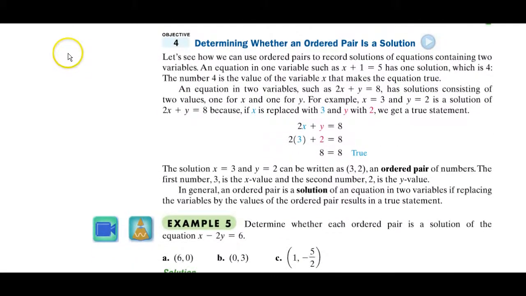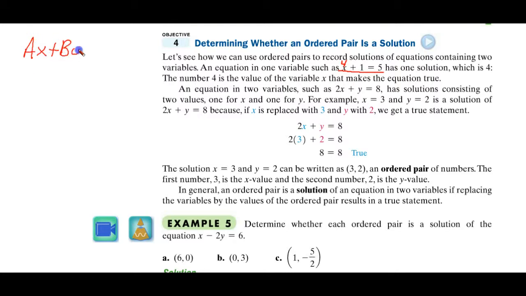All right, another objective we're going to look at in this first section of Chapter 3 is to determine whether or not an ordered pair happens to be a solution or makes the statement true. We did some of these in Chapter 2. We said, is 4, for instance, would that make this true? And that is yes. But now we're going to have an equation often that's going to look like this.